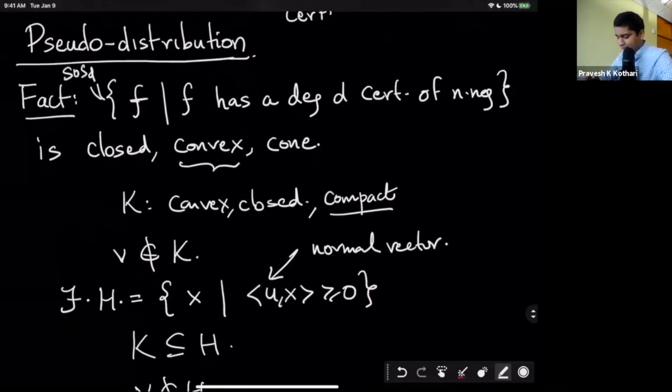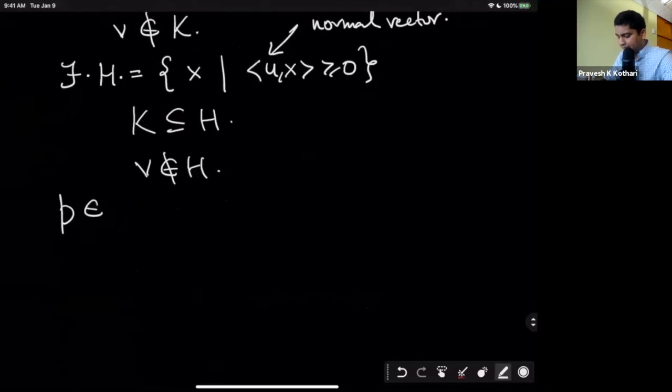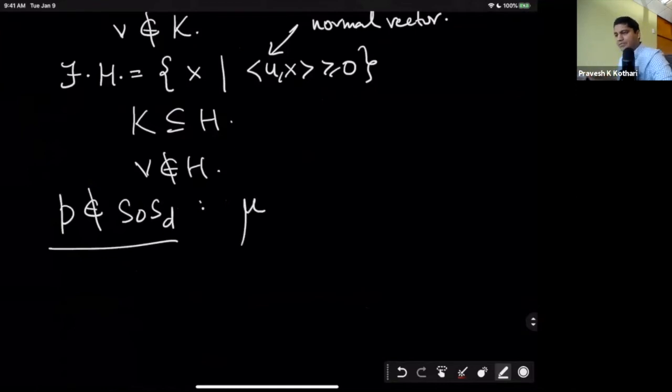We're now trying to understand what happens when P doesn't belong to SOS_d. We can apply the hyperplane separating lemma that we just discussed and conclude that there must be some vector, let me call it mu, you'll see why in a second, such that the half space defined by mu has SOS_d on one side of it and P on the other side of it.